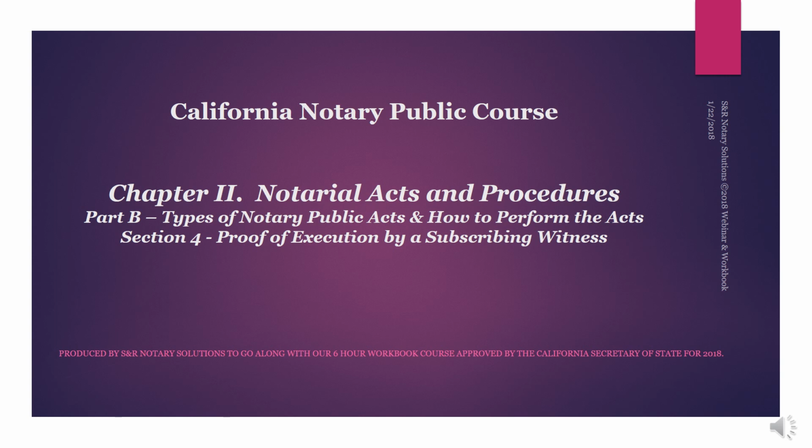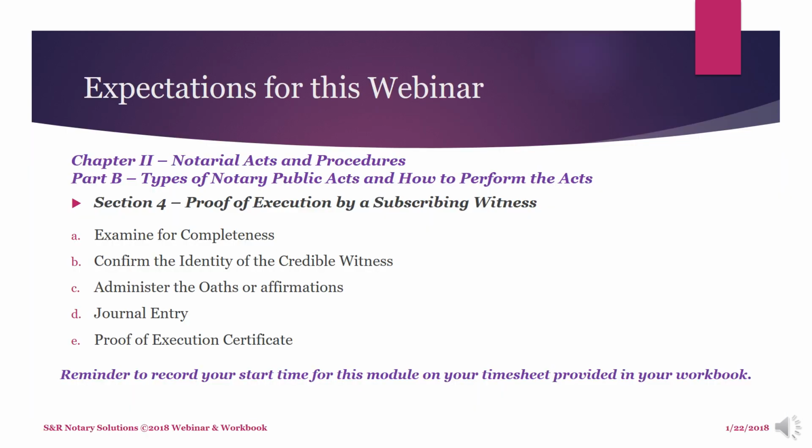We will now discuss Chapter 2, Part B, Section 4, Proof of Execution by a Subscribing Witness. Please remember to start and record your start time for this module on your timesheet provided in your workbook. Section 4, Proof of Execution by a Subscribing Witness, will cover examine for completeness, confirm the identity of credible witness, administer the oaths or affirmations, journal entry, and proof of execution certificate.